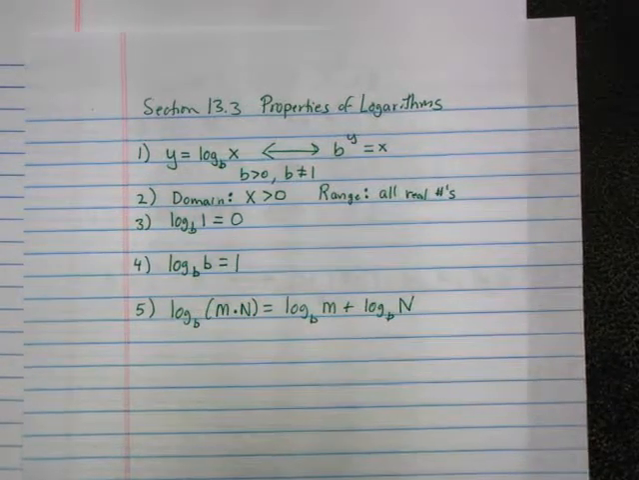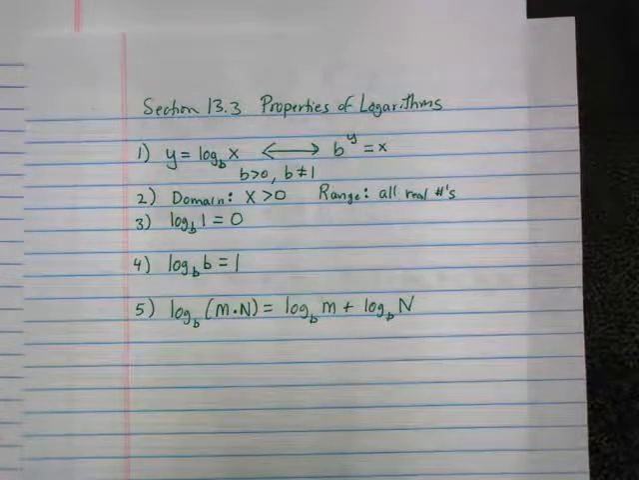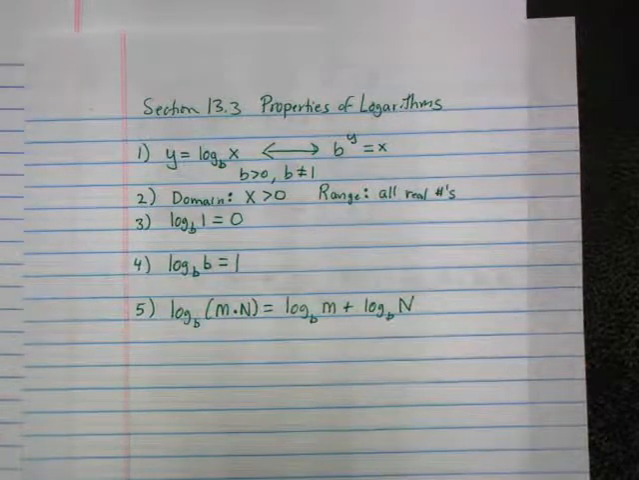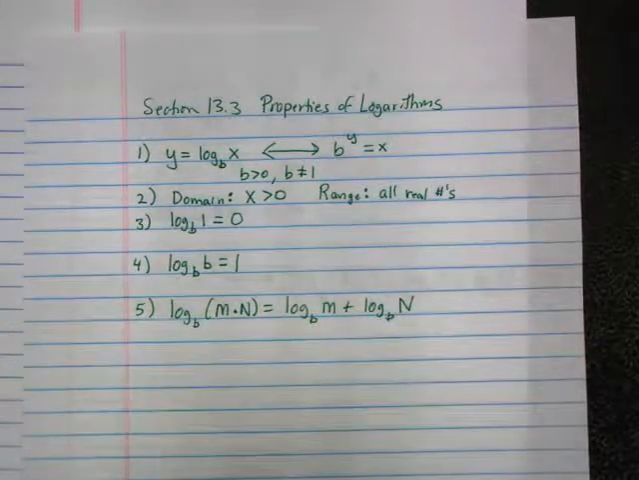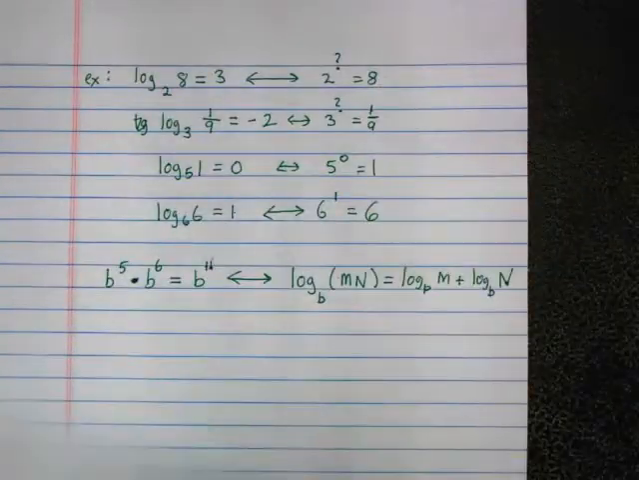Back when logarithms were invented, who invented them? John Napier. A guy named John Napier invented logarithms. At the time logarithms were invented, this property right here was considered the most important property in the whole world. But not now. And here's why it was considered very important.